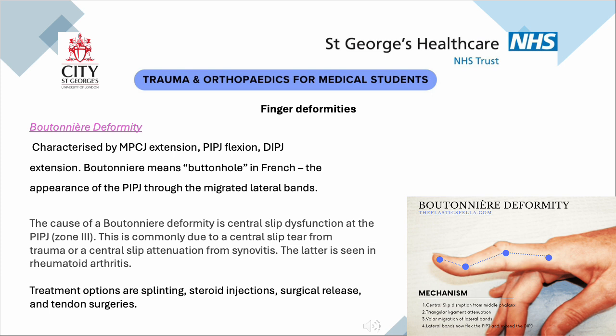Almost the reverse of the swan neck is the boutonniere deformity, where you get metacarpophalangeal joint extension, proximal interphalangeal joint flexion, and distal joint extension. It comes from the French meaning buttonhole, because the central slip at the proximal interphalangeal joint fails, and this then lets everything sublux round. And again, this is quite a common rheumatoid problem. The treatment, again, is much the same, which is splinting, occasionally steroid injections, and surgery to repair the slip and correct everything if that is appropriate.